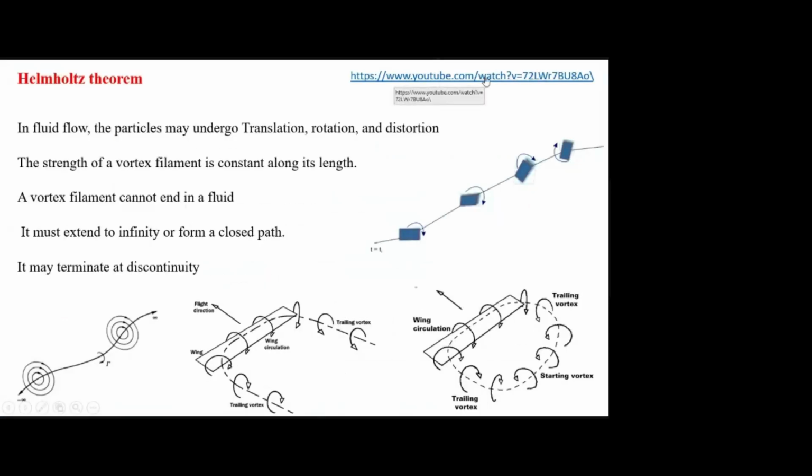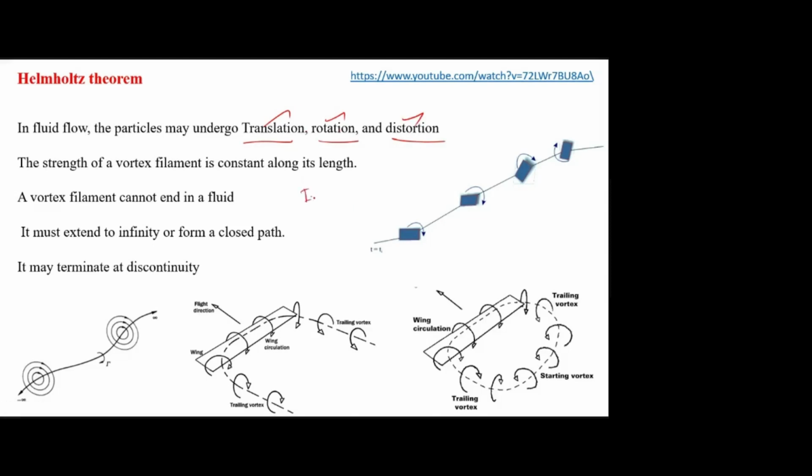The next one is Helmholtz theorem. This also asked in 4 marks or sometimes 6 marks. So the first point is, if you take a flow field, the particle may undergo translation, rotation, and distortion. Translation means simply moving, rotation means the particle may rotate, and distortion, the shape itself will vary. Here it is rectangle, here it is distorted.